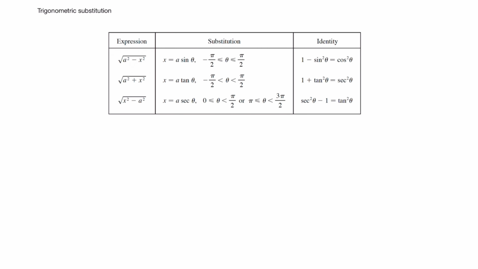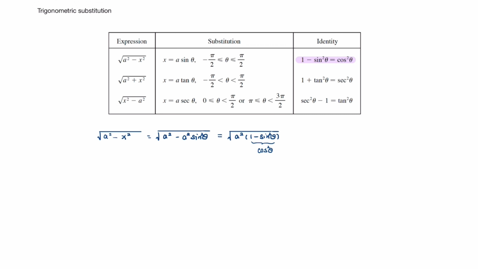The main reason we use this substitution, x equals a times sine theta, is because we know one of the identities, that is 1 minus sine theta squared equals cosine theta squared. If we do the substitution a sine theta, we would have the square root of a squared minus a squared times sine theta squared, and we can factor out a squared, and then we would be left with 1 minus sine theta squared. And because of the identity, we can change this to cosine theta squared.